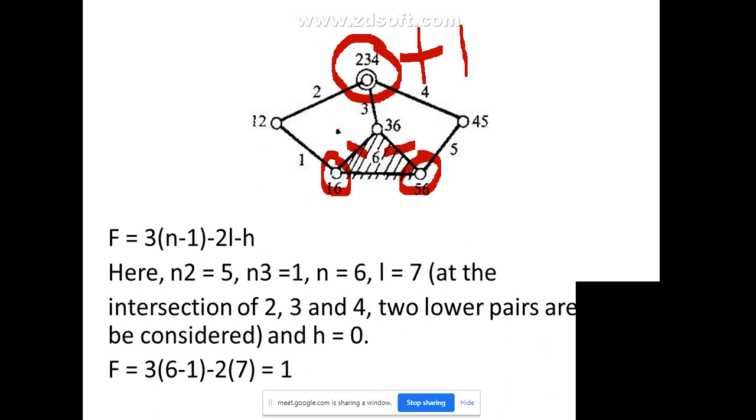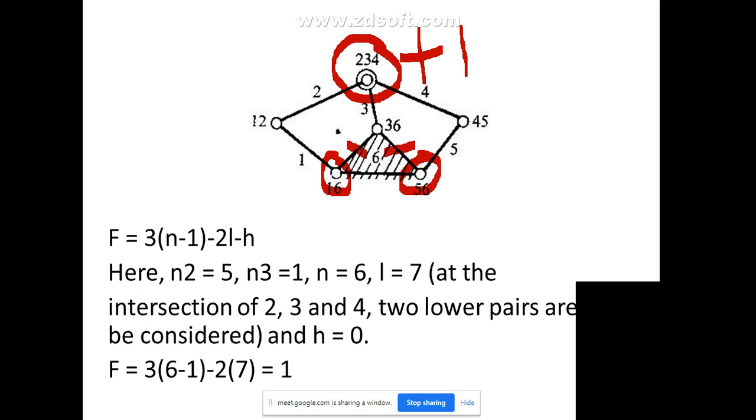Yes, in the same problem, if the hatching is not there, then the numbering will be like this. After 6, this one becomes 7 and this becomes 8. That time if the hatching is not there, it becomes 8 links. And also, if the same problem is solved without hatching, the lower pairs also will be different.